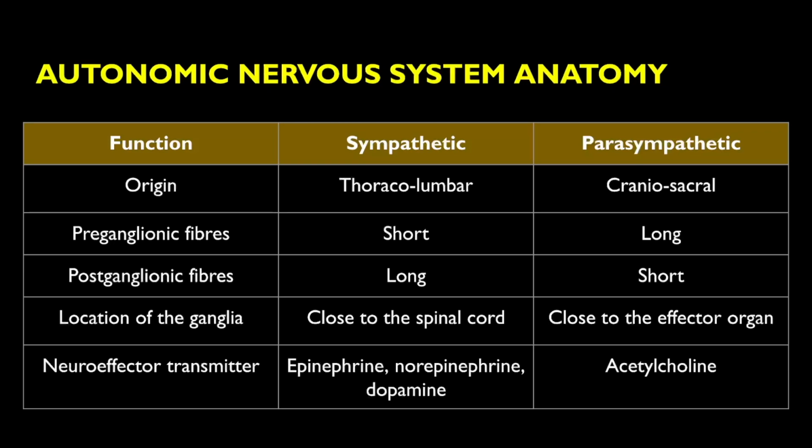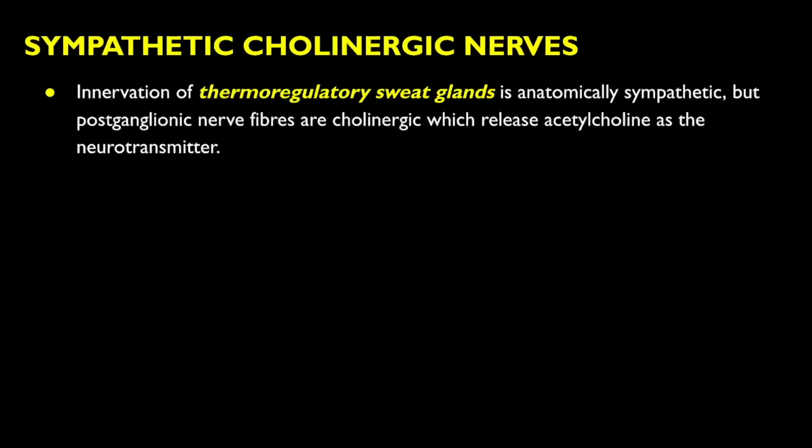Now, there's an exception to this rule of sympathetic neurotransmitters. There's something called sympathetic cholinergic nerves, which sounds contradictory. Basically, this is seen in the case of sweat glands. The innervation to the sweat glands is considered sympathetic, but the action is actually brought about by acetylcholine and the muscarinic receptor, which is a cholinergic receptor.